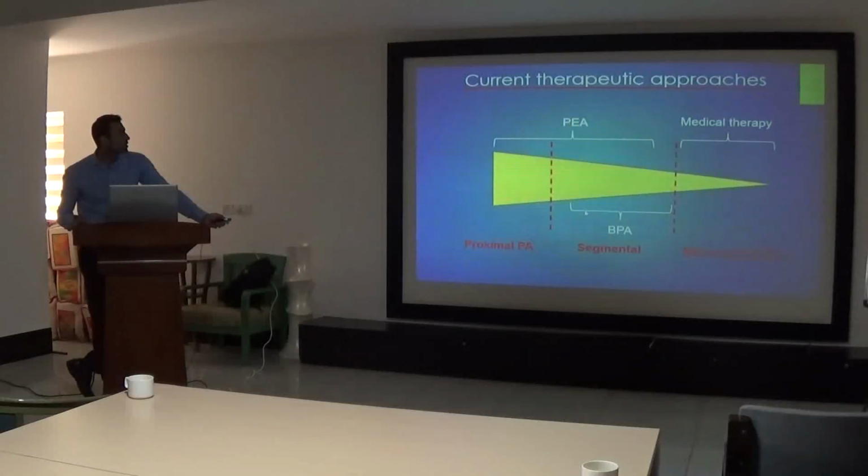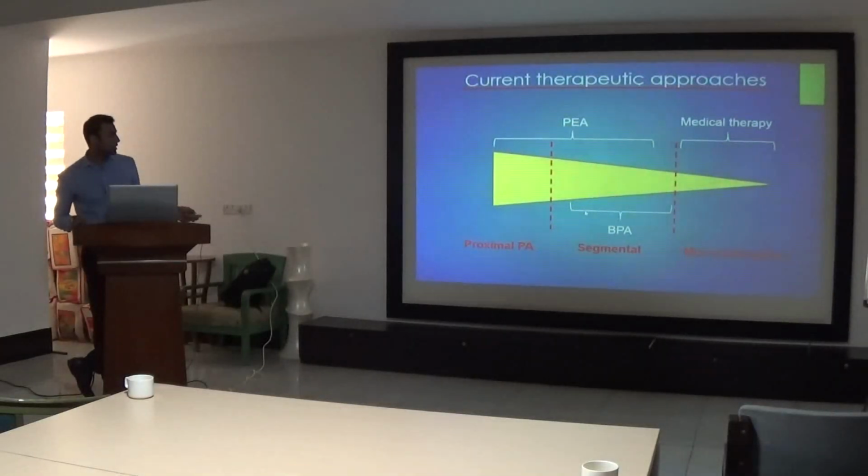So just rough guidelines. The surgical part acts only in this area, that is the major pulmonary artery, right and left part, and the subsegmental part, not beyond. Sorry, only up to the segmental part. Then the segmental plus subsegmental area is covered by BPA, and medical therapy actually targets the distal part, more the microvasculature there.